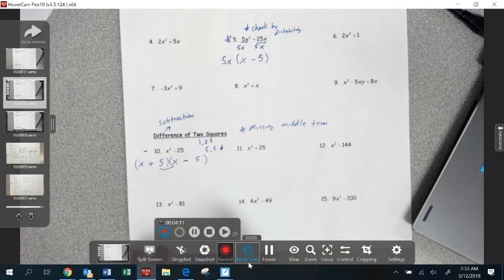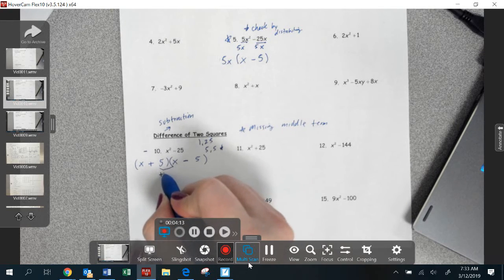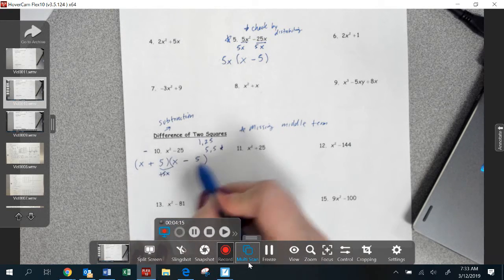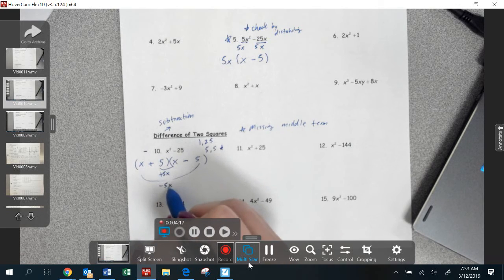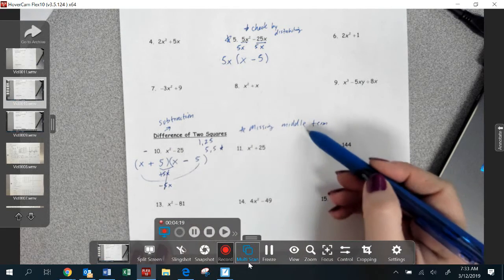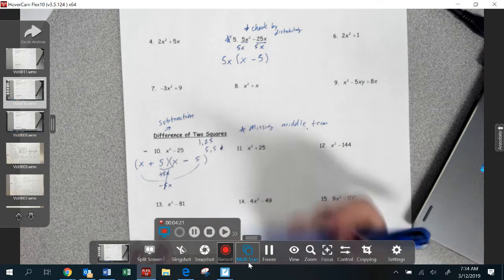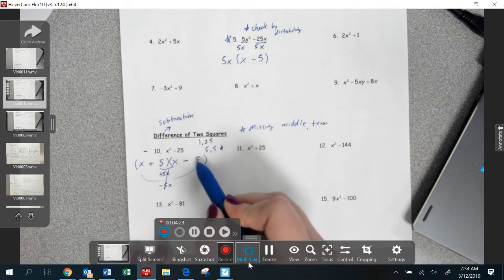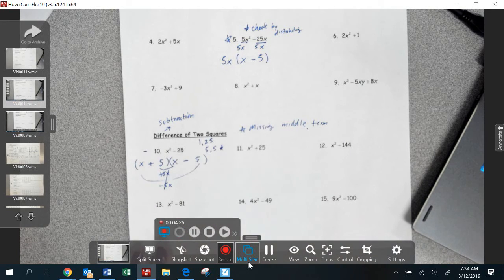So that way, when I multiply my inside pair, I get a positive 5x. I multiply my outside pair, I get a negative 5x. Those would cancel like they're supposed to when I check it. And then positive 5, negative 5 would multiply to give me the negative 25 that I need.